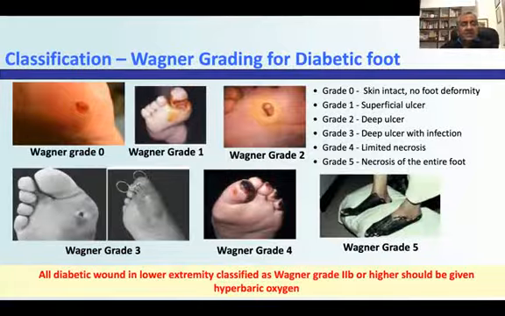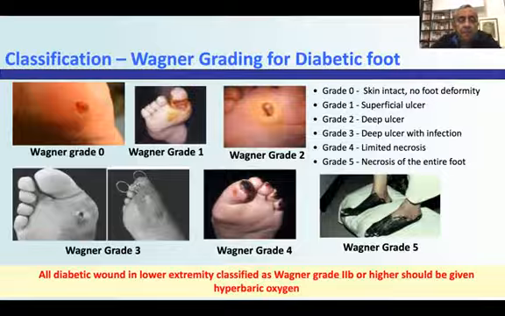The classification of Wagner's grading system for diabetic foot is one of the oldest classifications and still very popular. All diabetic wounds in the lower extremity classified as Wagner's grade 2B or higher should be given hyperbaric oxygen.